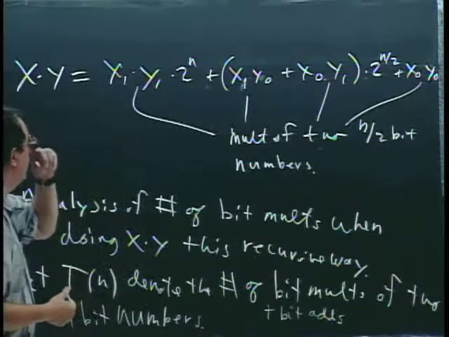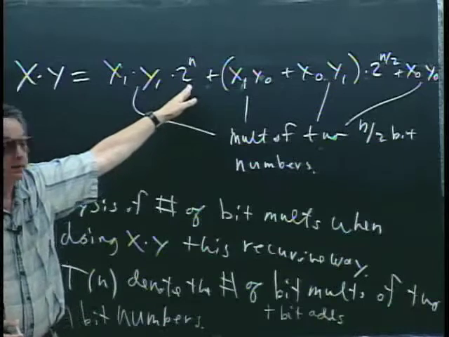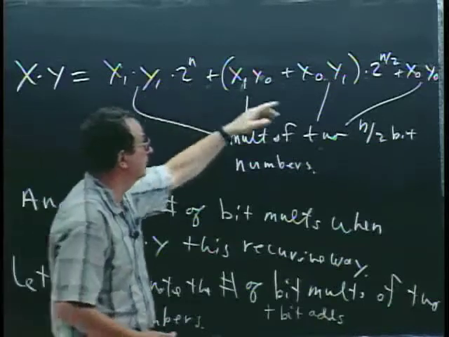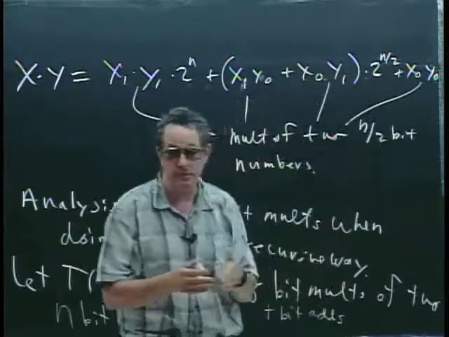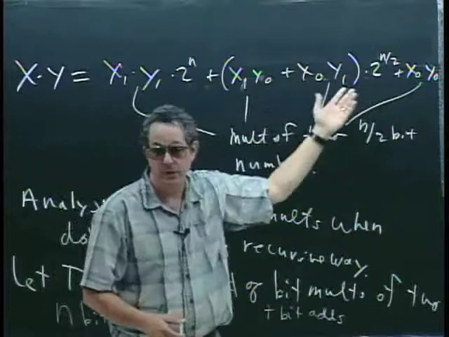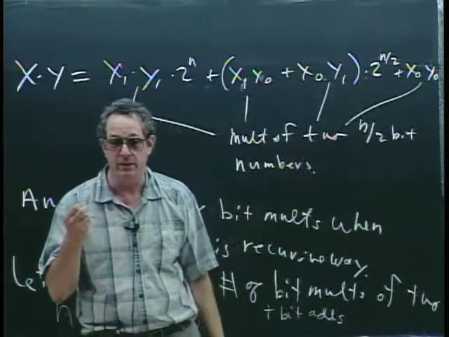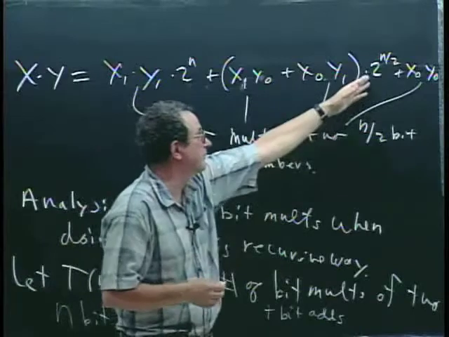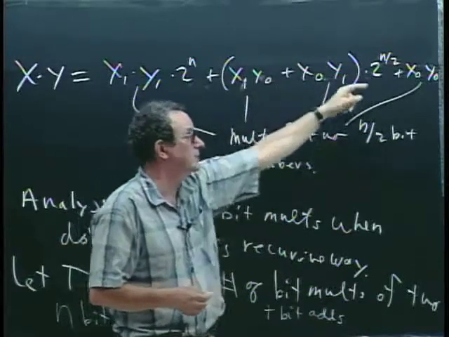And then you could also add in the shifts, because we're doing 3 shifts. Here's a shift, actually 2 shifts. This shift is n bits. This shift is n over 2 bits. And there's only 2 of them. And again, it's the number of these shifts. Well, there are 2 of these shifts. This shifts n bits. This shifts n over 2.